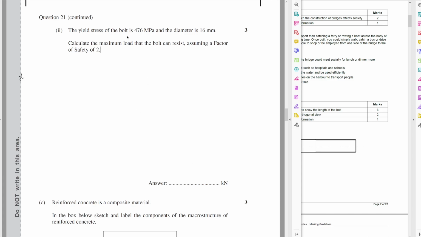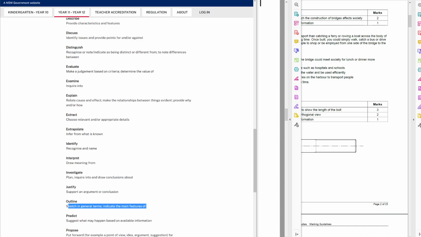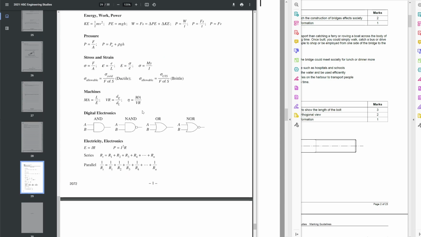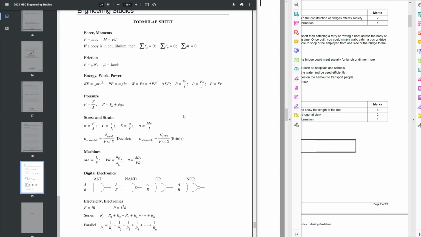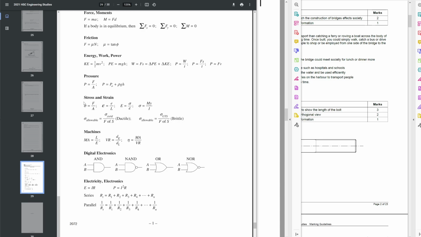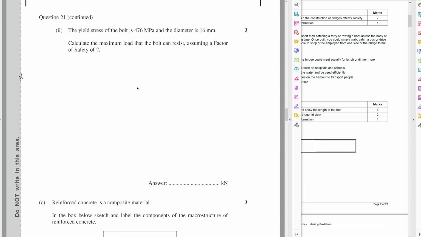So we could say stress equals force over area. They've given us stress. So to write area, just where I got that from, stress equals force over area. So we can rewrite that formula to say that force equals area times stress. And back to the paper. Force equals area times stress.